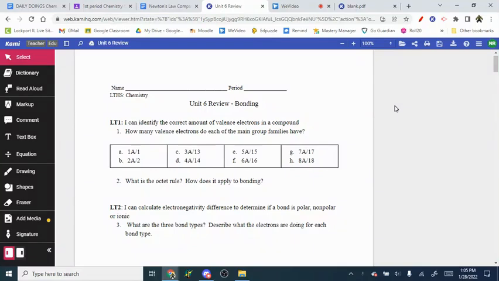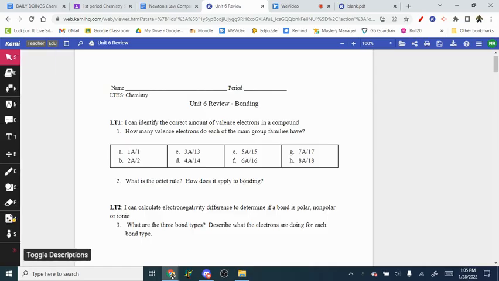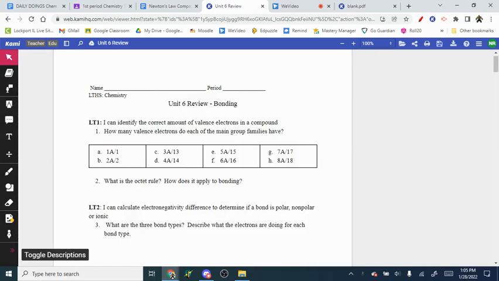All right, so we are going to talk about the review for the bonding unit. Now, first off, how many valence electrons do each of the main group families have? So that is just whatever column it's in, that's how many valence electrons it has.